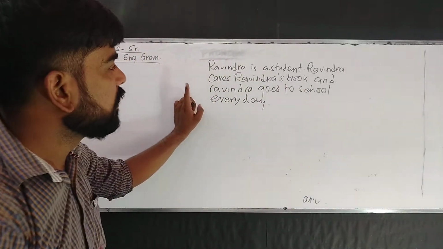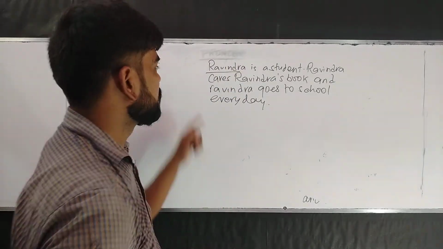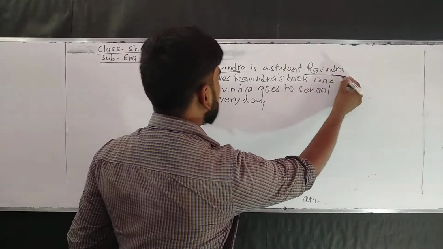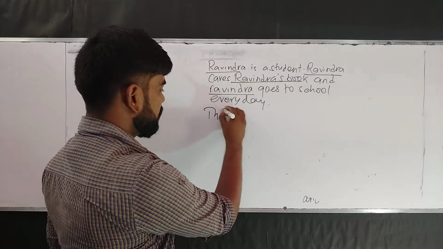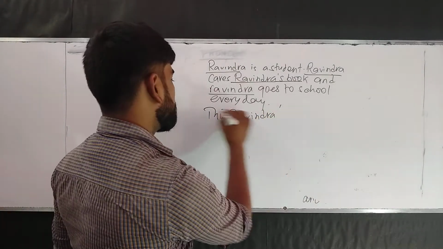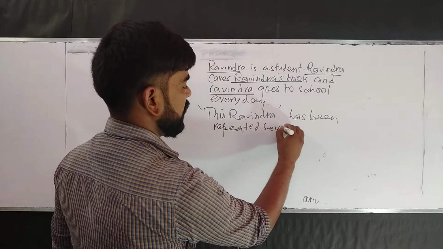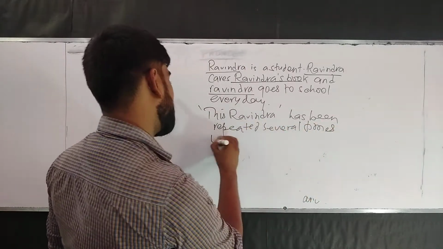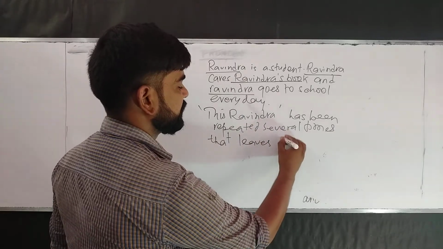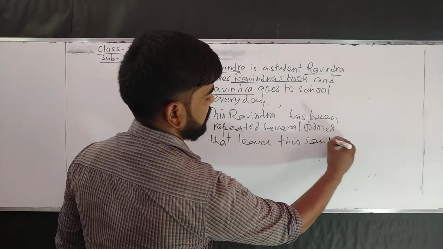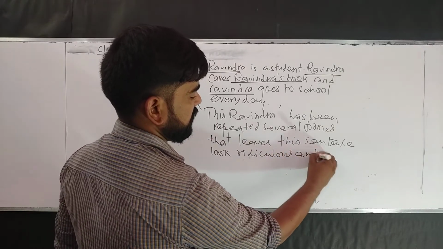What's wrong with this sentence? Let's point it out. Here we have come up with Ravinder, again Ravinder, Ravinder's book, Ravinder. If this Ravinder has been repeated several times, that leaves this sentence looking ridiculous and disgusting.